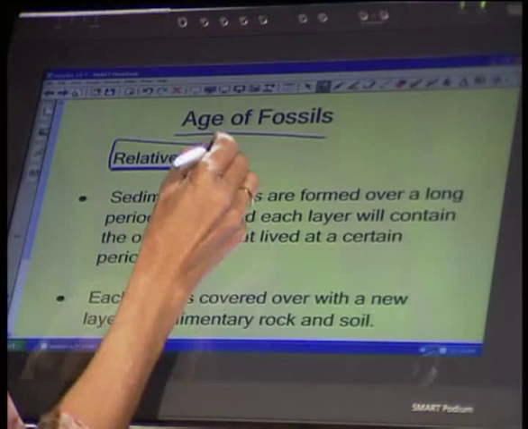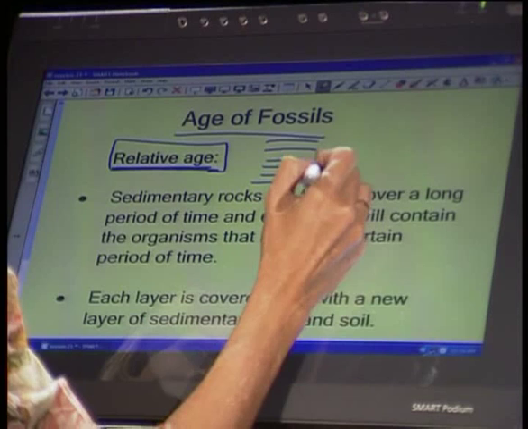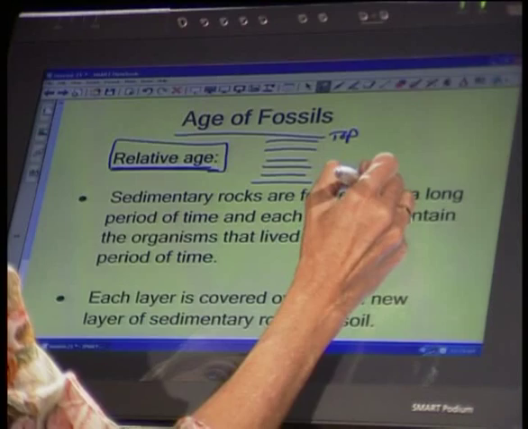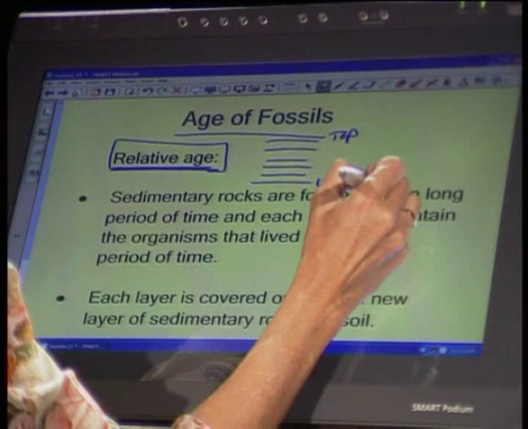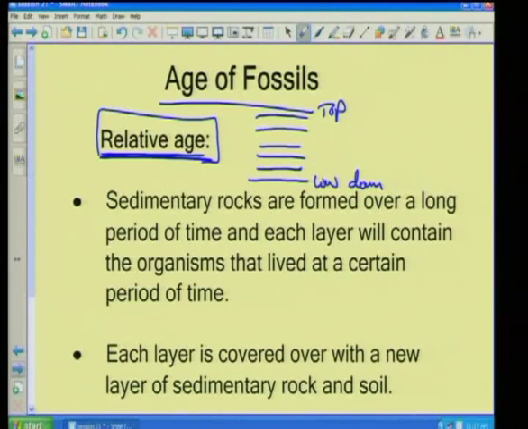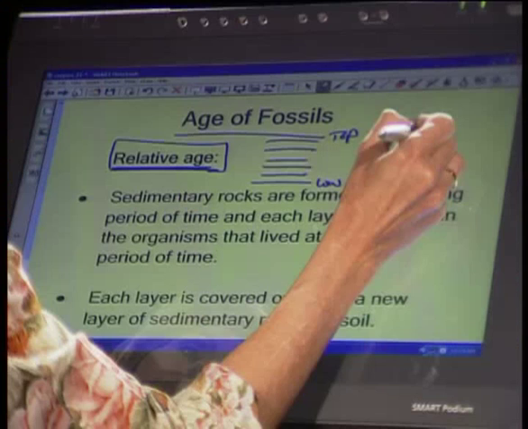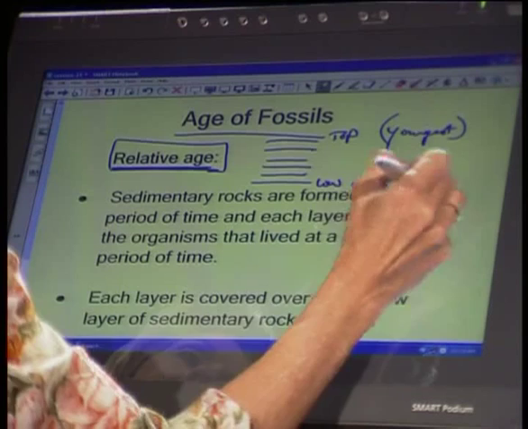So when we look at relative age, we're looking at the layers of the rock. This would be the top layer, and this would be a low down layer, low down through the rock. This layer here would be older than this layer, and that would be older than that layer, and so your youngest layer would be on top, and your older layer would be lower down. So that is relative age.